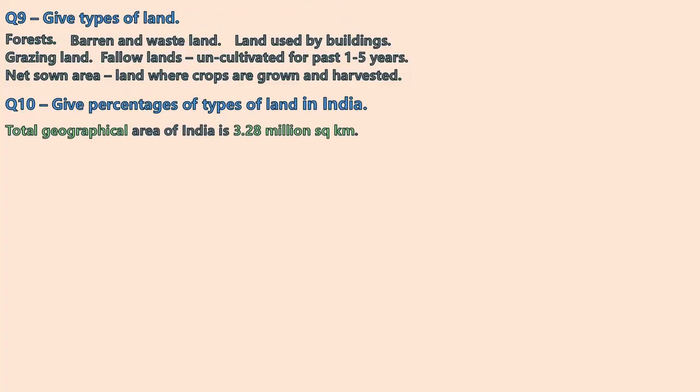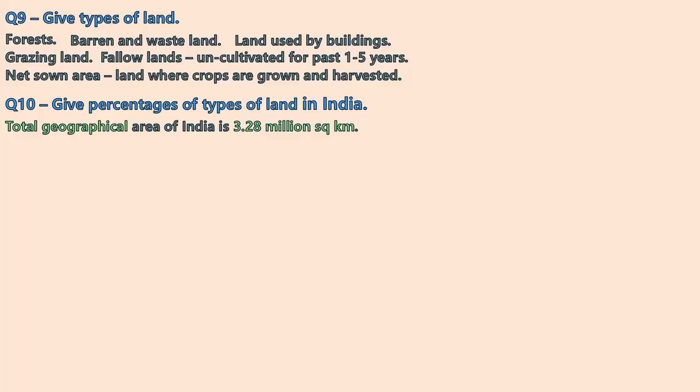Give percentages of types of land in India. Okay, so the total geographical area of India is 3.28 million square kilometers. So you know the area of a rectangle is length into breadth, area of a triangle is half base into height.